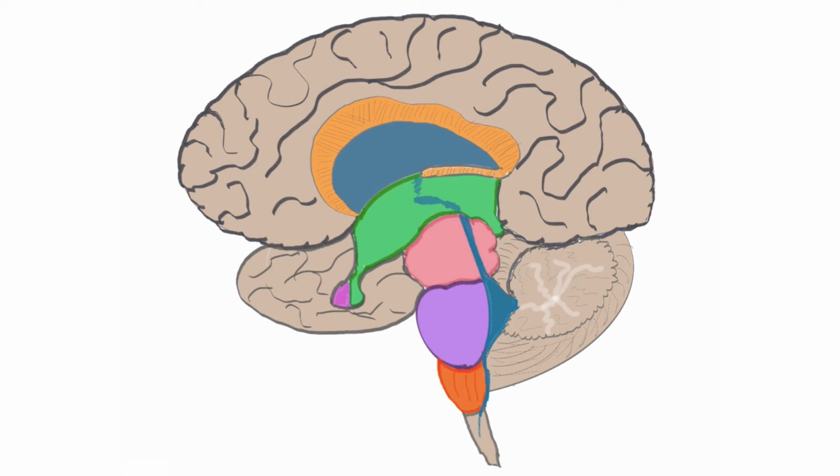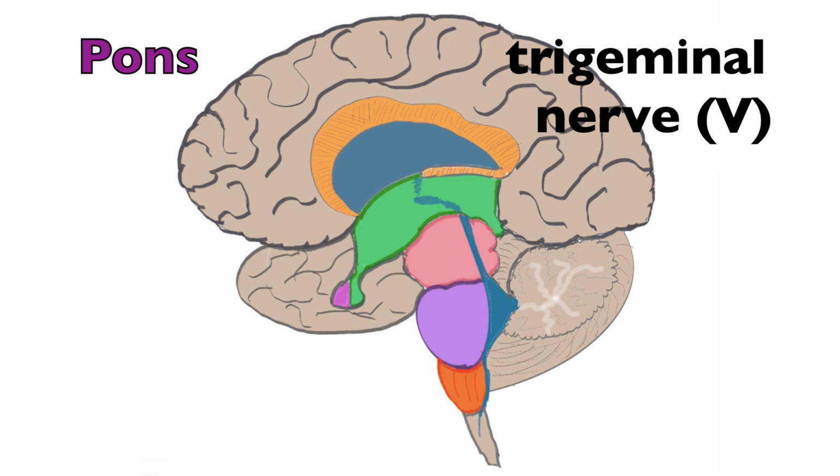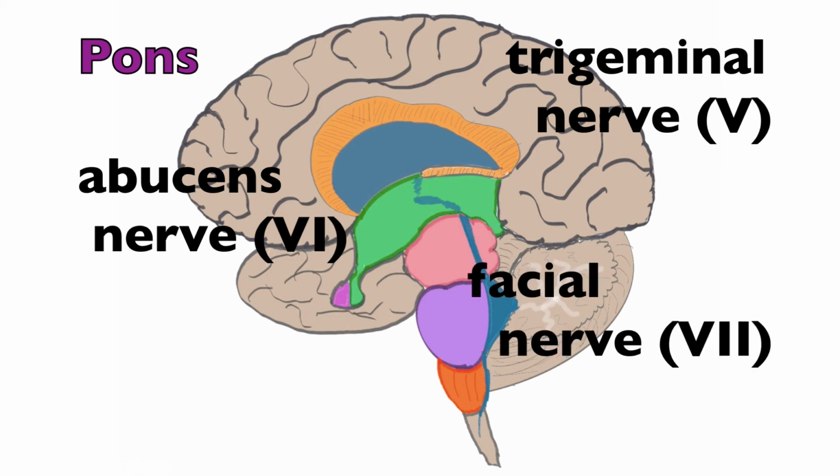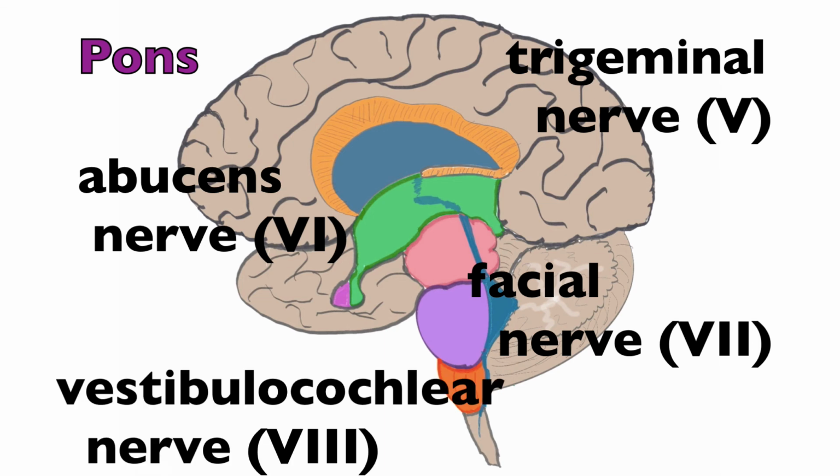Moving on to the pons, it has a number of cranial nerves, specifically cranial nerve number 5, the trigeminal nerve, which innervates the head and face, cranial nerve number 6, the abducens, which regulates lateral eye movement. Cranial nerve number 7 is the facial nerve involved in facial expressions, and also cranial nerve number 8, the vestibulocochlear nerve, which is involved in hearing.